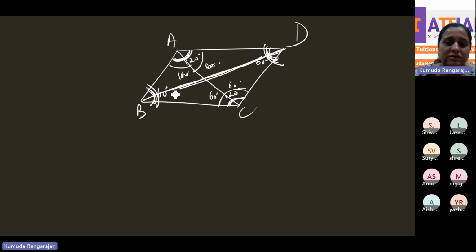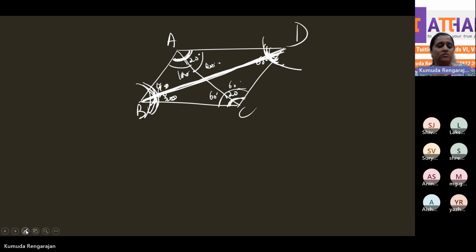See here, BD. It disturbs the angle B. The diagonal BD disturbs angle B and disturbs angle D. Okay. It does not bisect. So 60 does not become 30, 30. It may be 40 here and 20 here. So that's what it is.